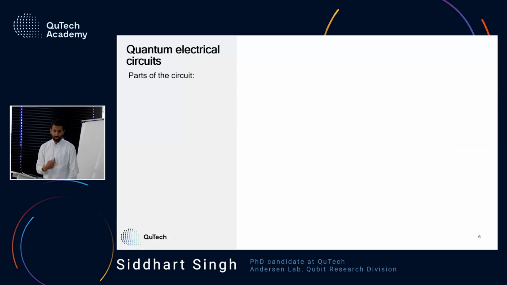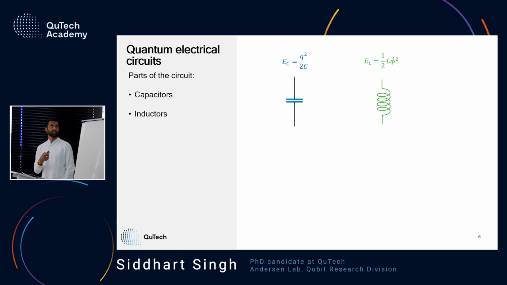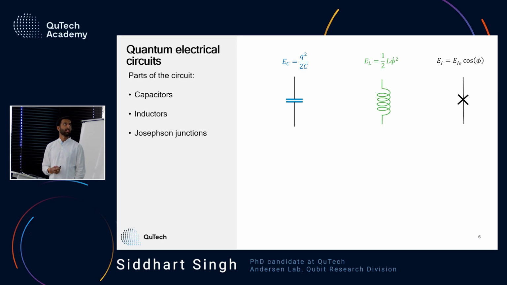So, okay, now how do we make a superconducting qubit? We basically use a few simple components, and those can be laid out like a simple electrical circuit. The components here are the capacitor, with a capacitive energy EC, a simple inductor with an inductive energy EL, and then finally a nonlinear element, the Josephson junction, which uses the Josephson effect and has a characteristic energy of EJ depending on the phase phi, which is the phase across the junction.